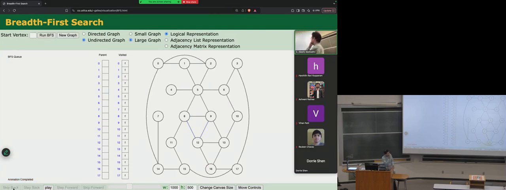Okay. So what you have here is a very nice visualization that I found online. This is just some undirected graph, and this is the parent array, and this is the visited array, and you can see it's all false currently. This graph is connected, so it's convenient. So at the end, all of the visited is going to become true, and we'll see what the predecessor is like. And the BFS queue is given at the top over here.